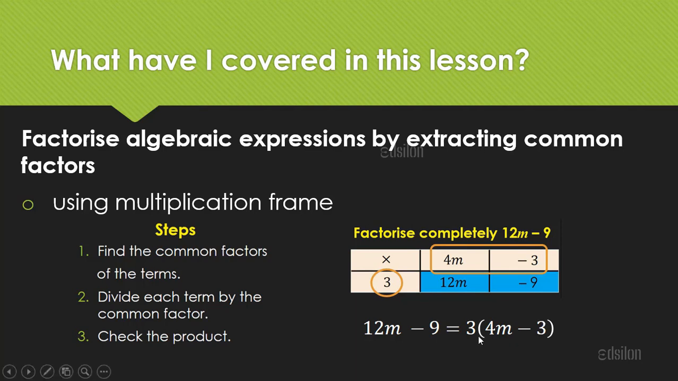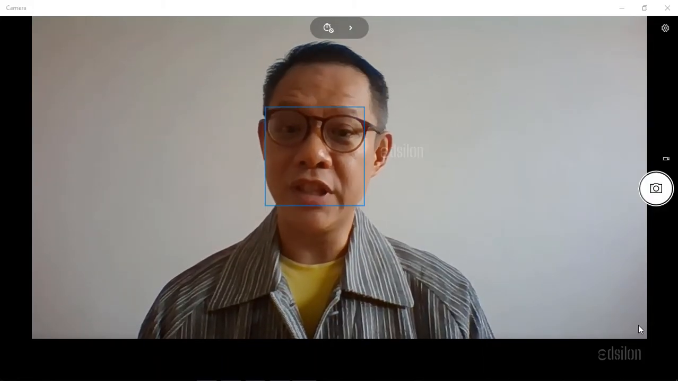What is the special name of this equation? Yes, it is called an identity. And what can we say about the expression on the left and on the right of the identity? They are equivalent expressions. We have come to the end of this lesson.